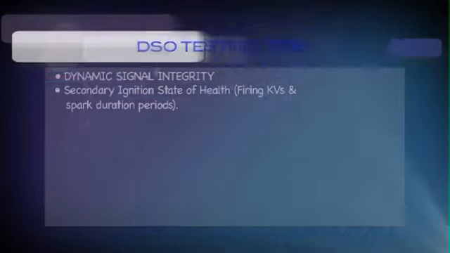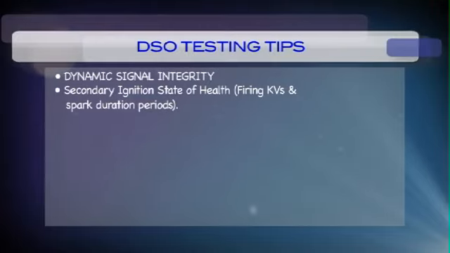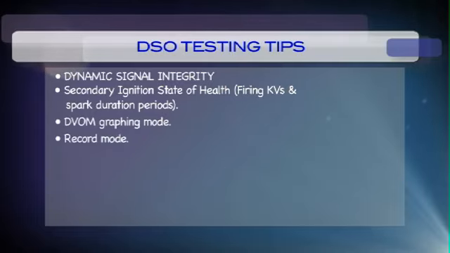In other words, do I have dynamic signal integrity? Is the signal coming to the ground? Is my amplitude there? Is my sequence there? Do I wiggle a connector and lose the signal? Things like that. So we're going to use the lab scope on secondary ignition, state of health, firing KVs, of course, spark duration periods. We can use the multimeter graphing mode, the record mode, but what we're also going to do is bring the lab scope in.